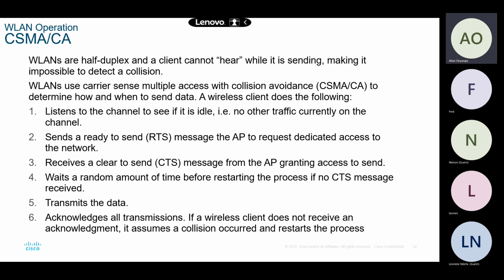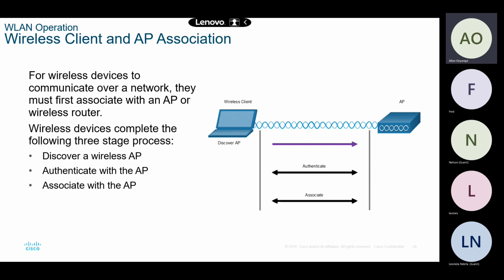And once the device has requested that dedicated access, it's going to transmit, and it is going to acknowledge all transmissions. If the wireless client does not receive any acknowledgement, it will assume a collision has occurred and restart the process. So this is what's called carrier sense multiple access with collision avoidance. It doesn't, like we are told, detect any collision, but it happens so quickly that these devices are not even able to note it.